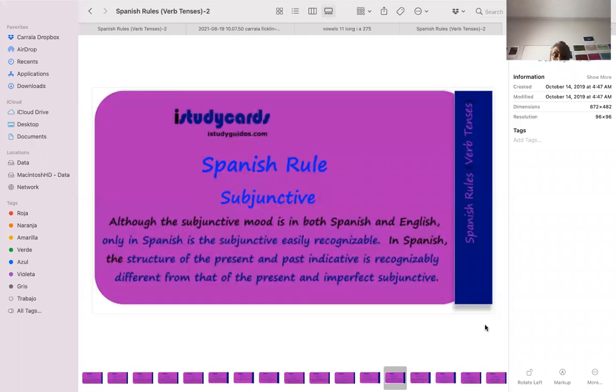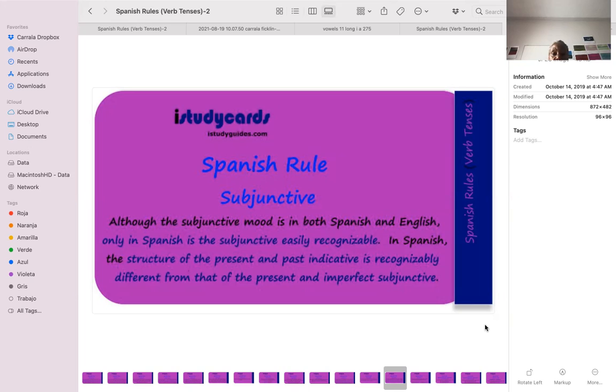Okay, we're going to do a slight review. We're finishing up the subjunctive. Although the subjunctive mood is in both Spanish and English, remember, it has more to do with meaning rather than structure. Structure just helps you to recognize it, but the meaning is still there in Spanish and in English. You can say the subjunctive.